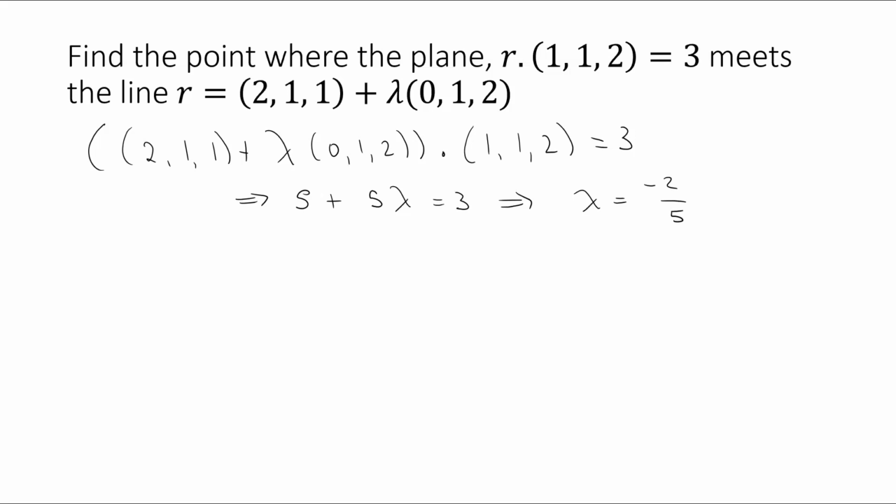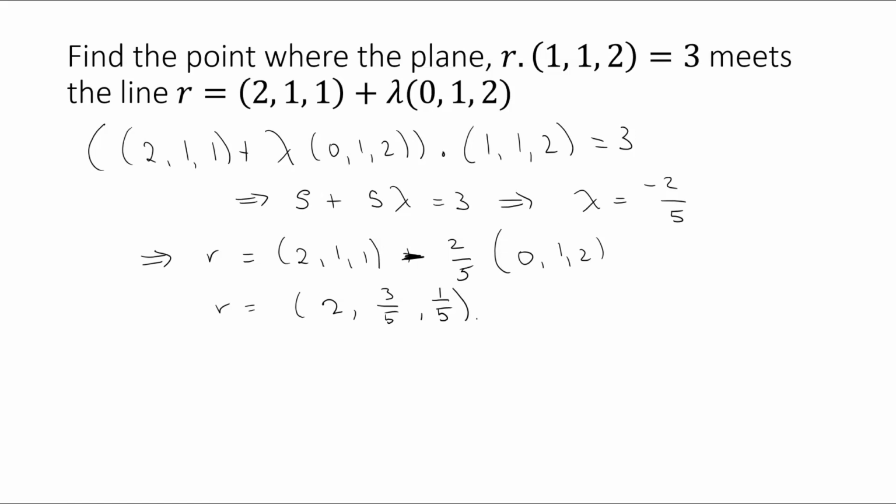And putting that back into the original statement, or actually minus, we get that R is equal to 2, 3 over 5, 1 over 5. So that is the point where that plane meets that line.